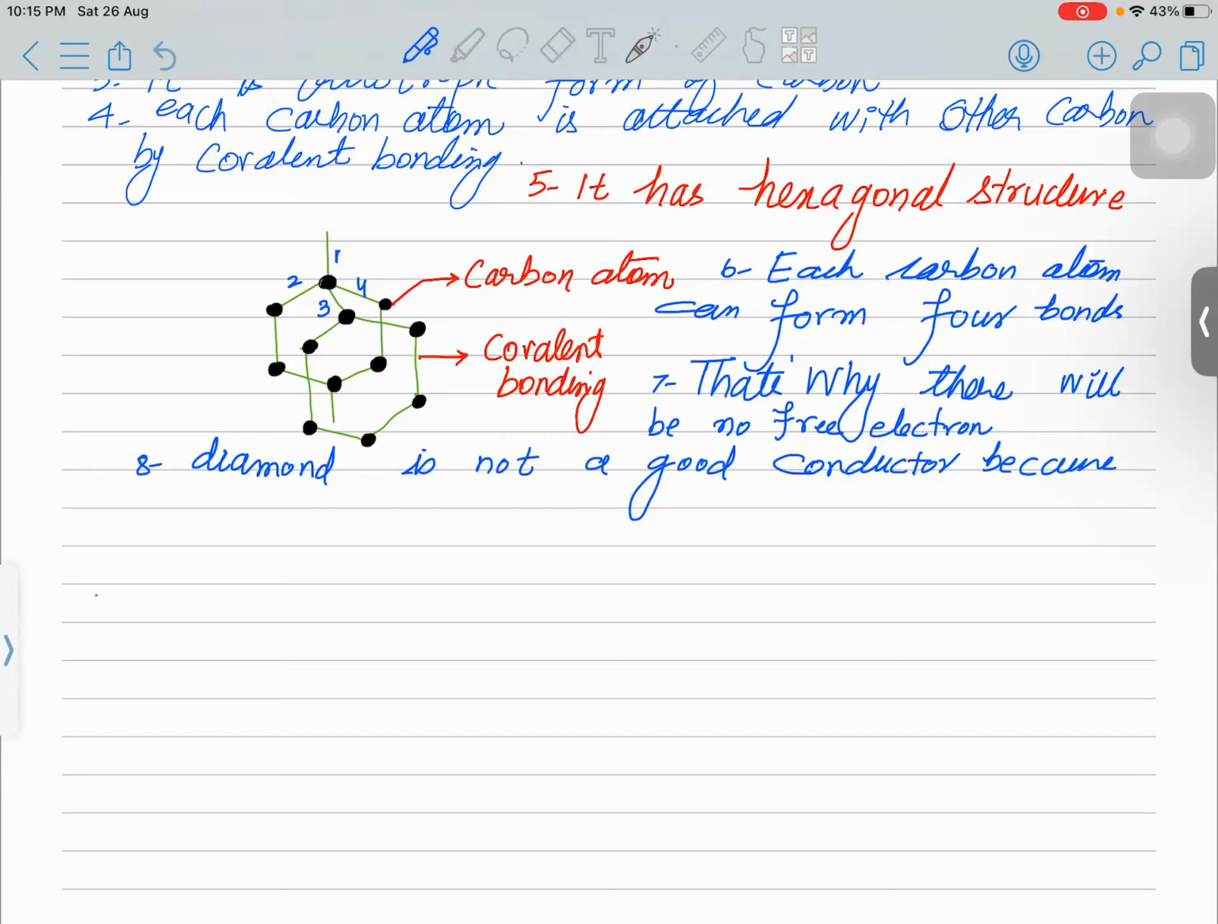Because it does not have free electrons. That's why there will be no free electrons. So diamond is not a good conductor because it does not have free electrons.